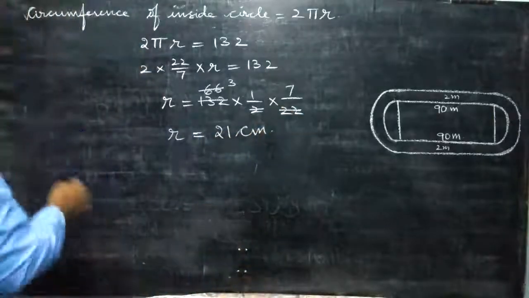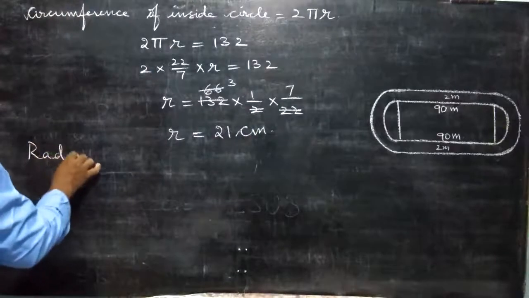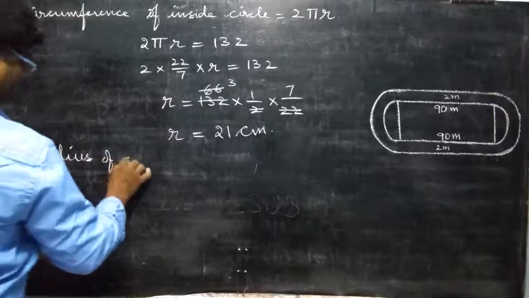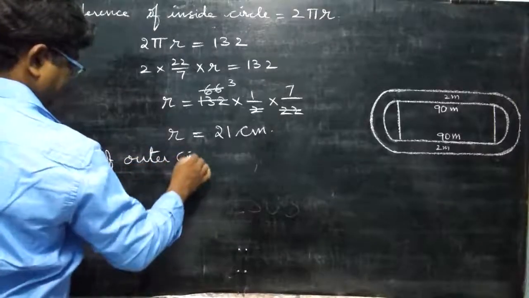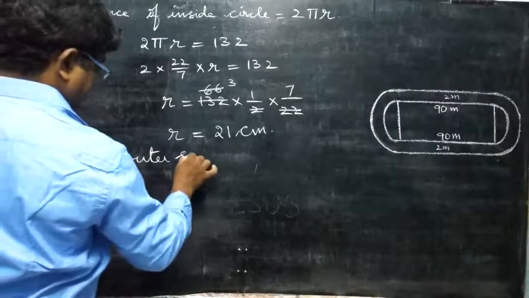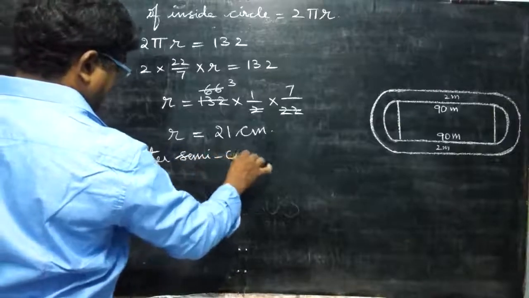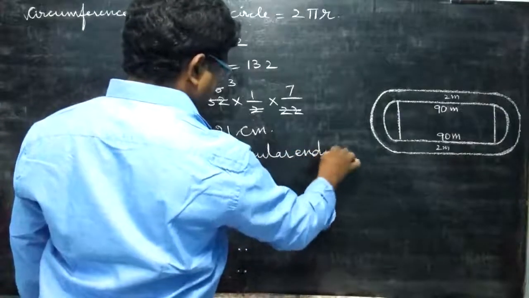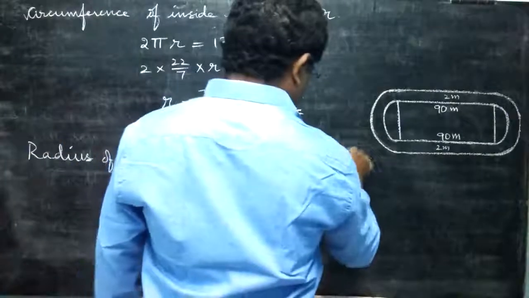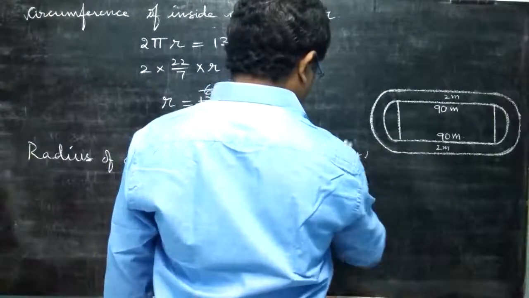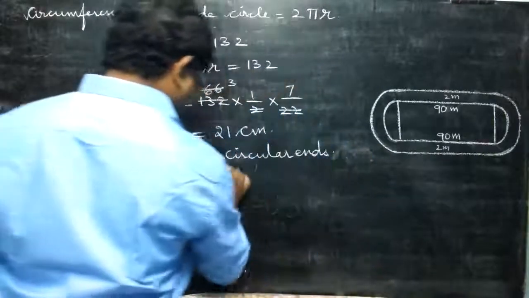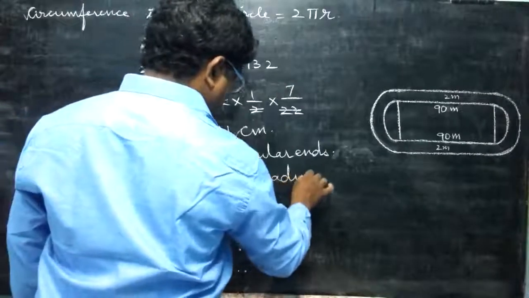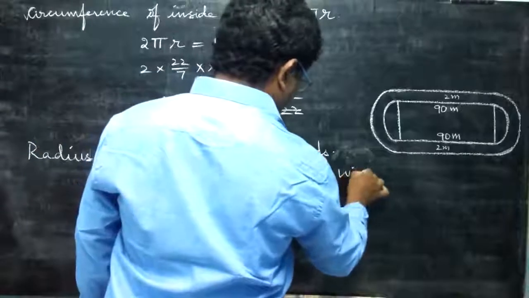Now radius of outer circular semicircular ends, because 2 that side and this side, means capital R plus width plus capital R is equal to small r, radius plus width of the track.